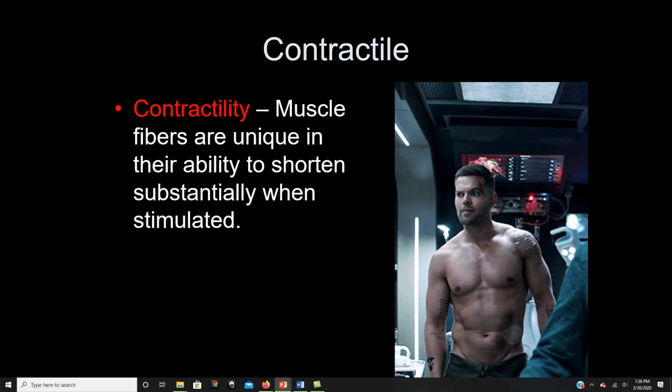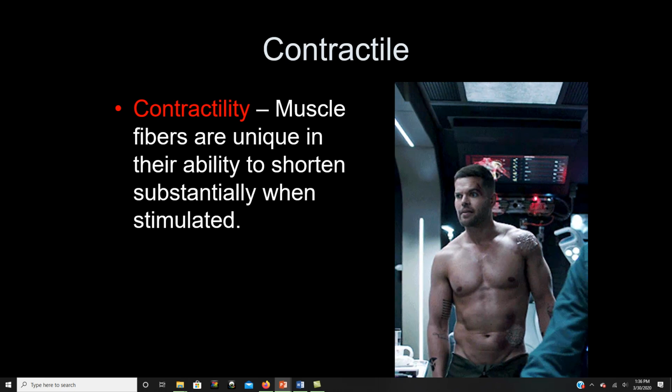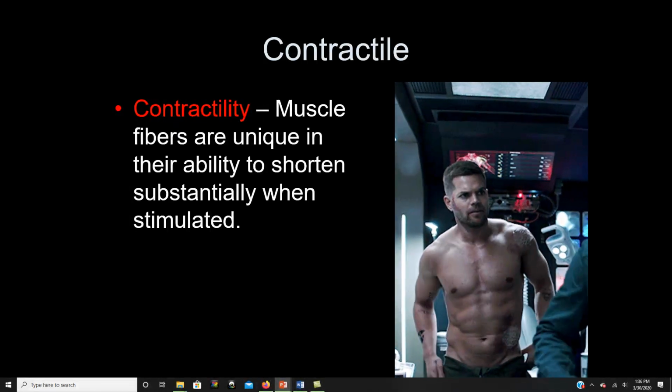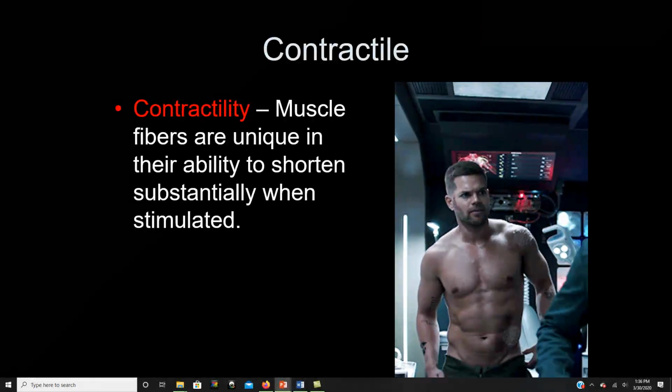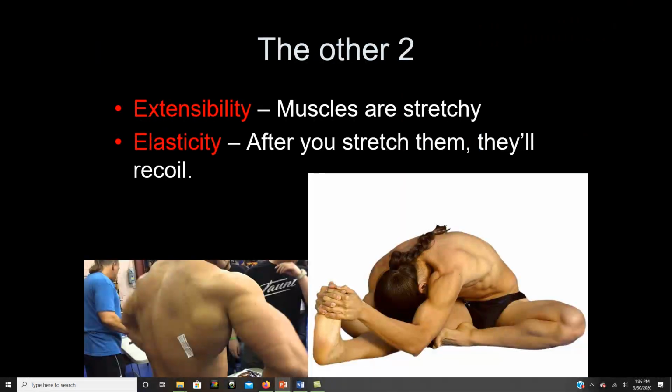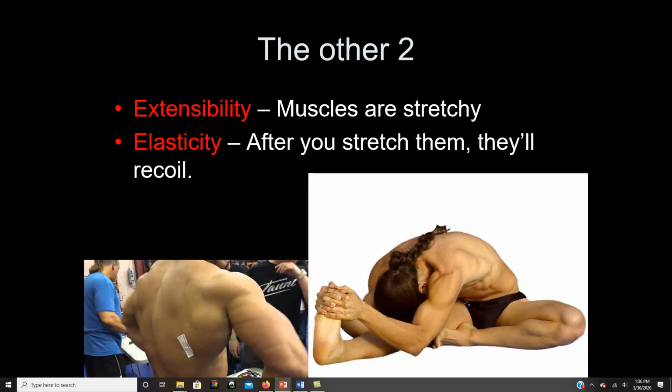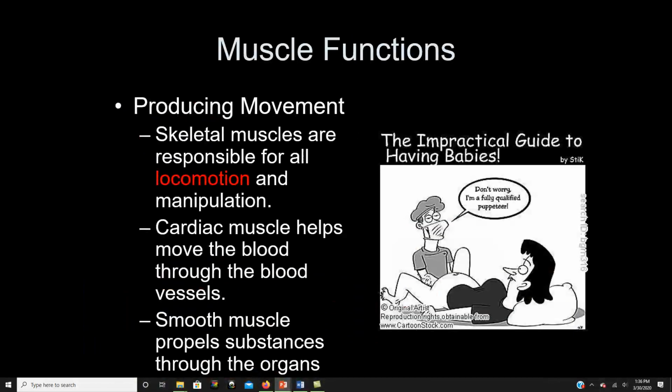Skeletal muscle is contractile. It is the only tissue in your body that can forcibly contract. So when it does that, the fiber is generally speaking going to get shorter and fatter and then move something as a result of that contraction. Muscle is extensible and it's elastic. That means you can stretch it, and after you stretch it, it will come back to its original size.